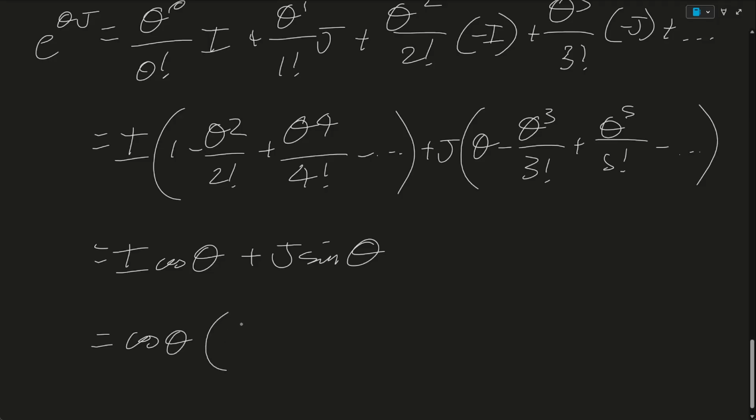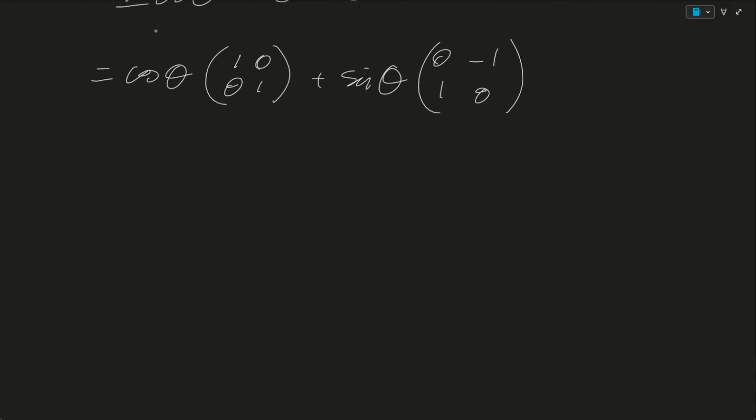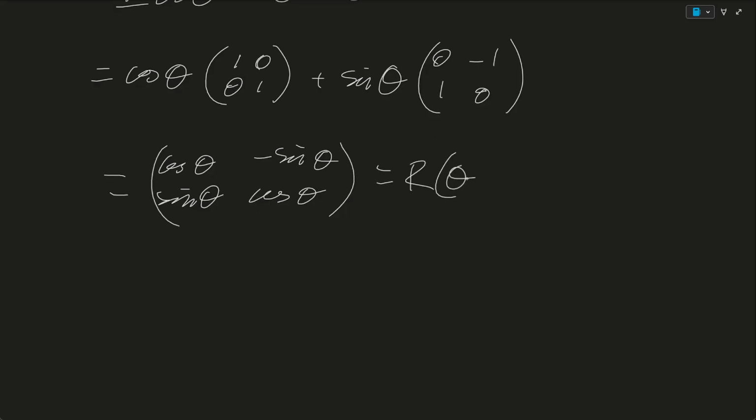Cos theta 1, 0, 0, 1, because stupid linear algebra. Sine theta is going to be 0, 1, minus 1, 0 for j. And this, of course, is then going to be cos theta sine theta minus sine theta cos theta, and this is r theta, which is what we attempted to verify.